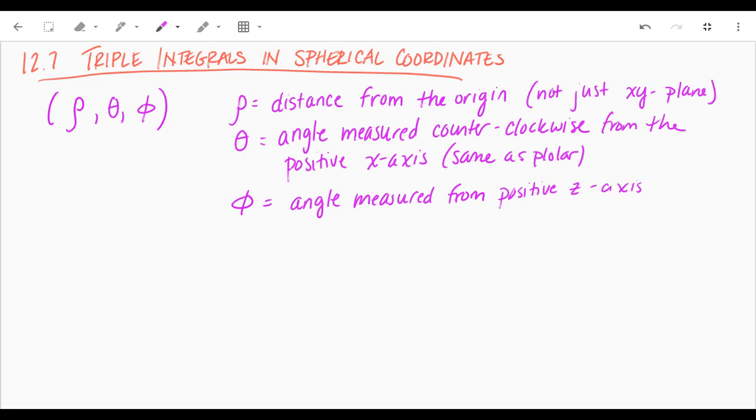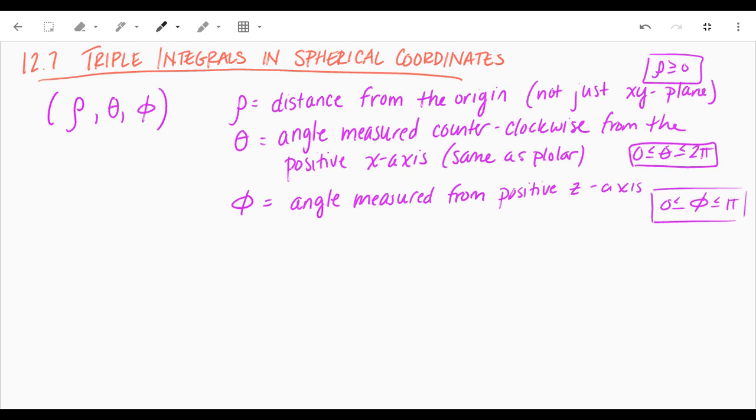Now theta will be between 0 and 2 pi. Rho is always positive or 0. Phi is just between 0 and pi. And that can get us any point that we need in our three-dimensional coordinate system. And I'm just going to draw a little diagram to go with this.